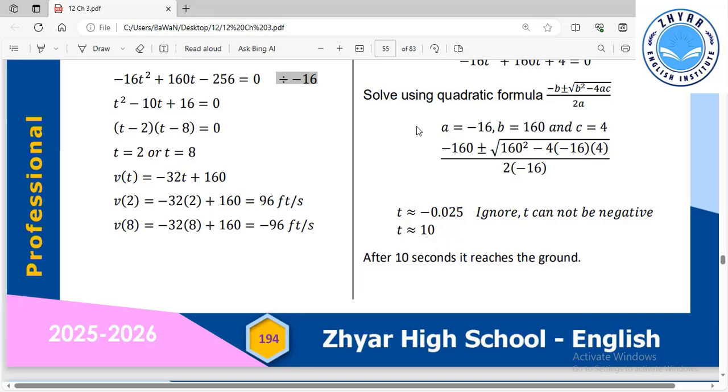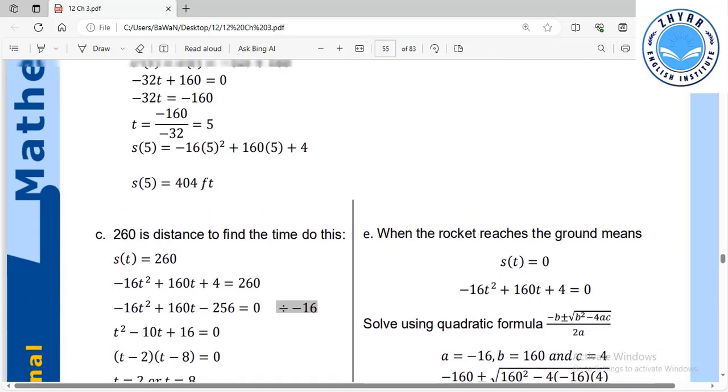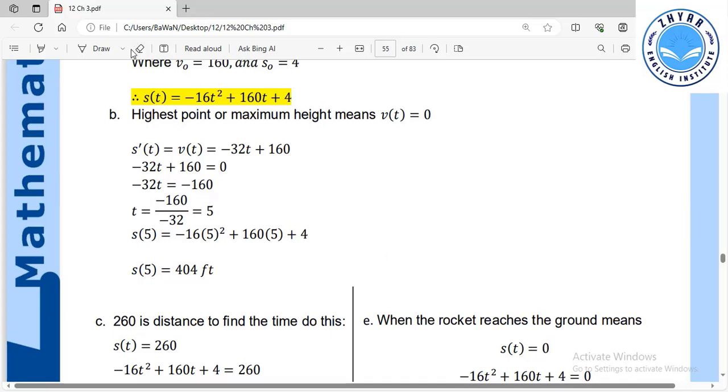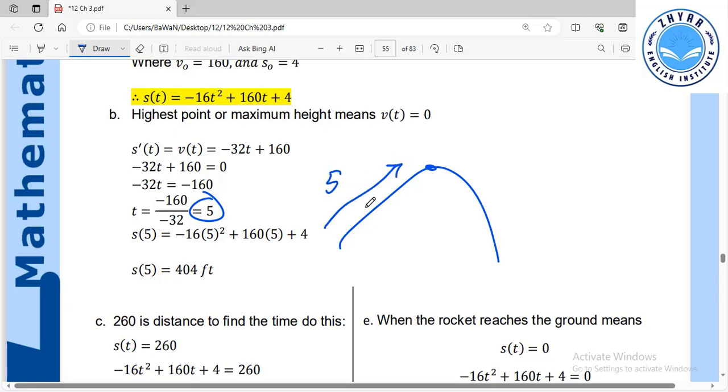There is another way. The rocket reaches the highest point by 5 seconds. Highest point takes 5 seconds for the rocket to reach. That means it needs another 5 seconds to go back on the ground. 5 plus 5 is 10. So the rocket takes 10 seconds to reach the ground again.